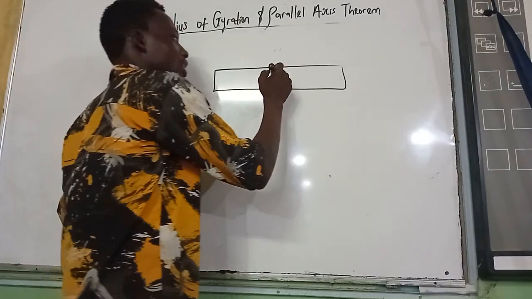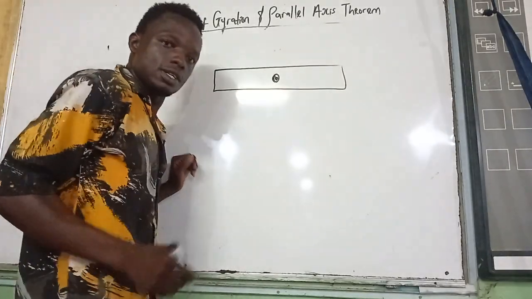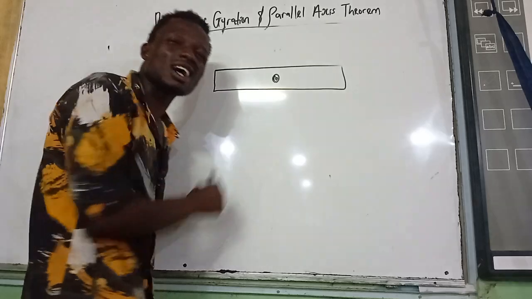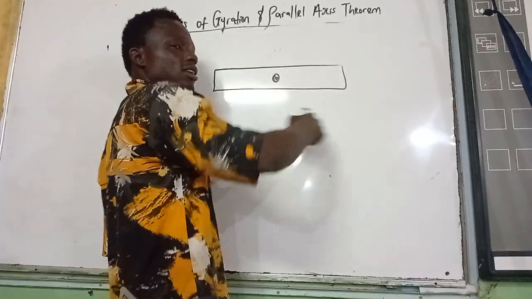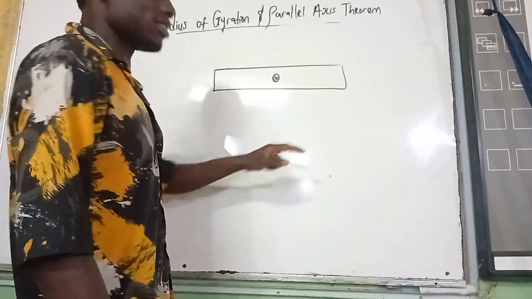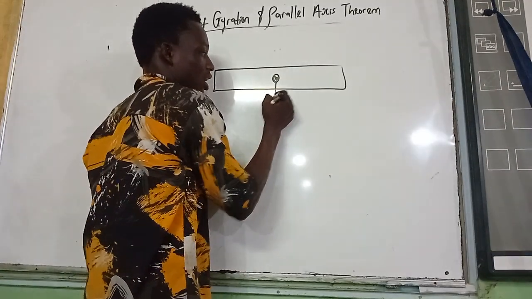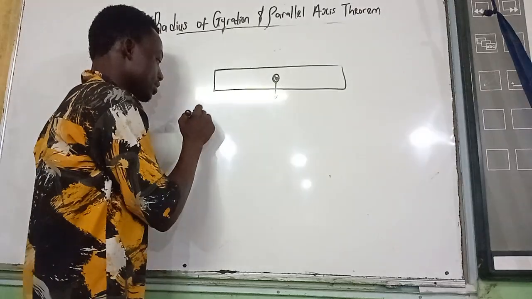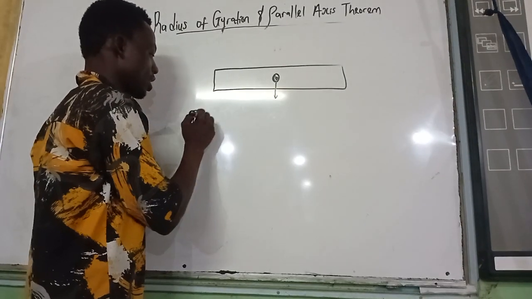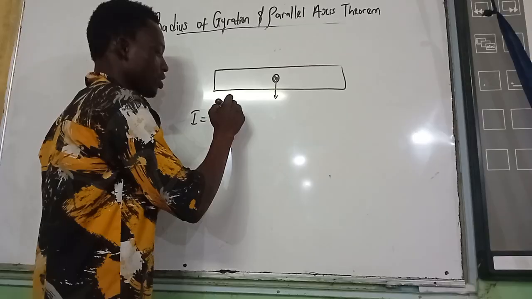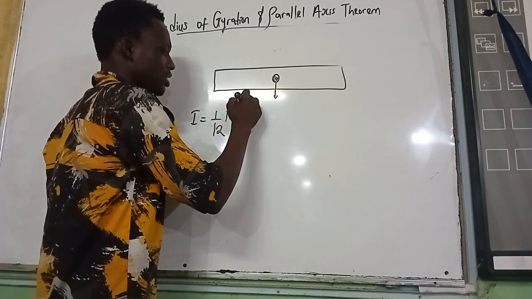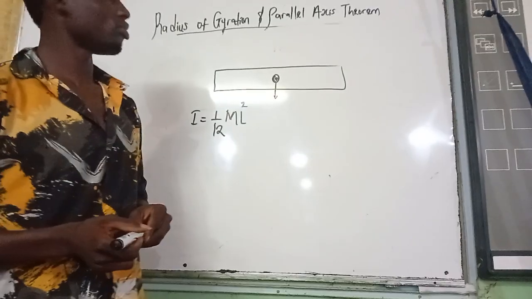Now let's say this is a meter rule, this is the center. The moment of inertia of this meter rule that is rotating about this axis, which is at the center, as we all know, I equals 1 over 12 ml, is it ml square or ml cube?